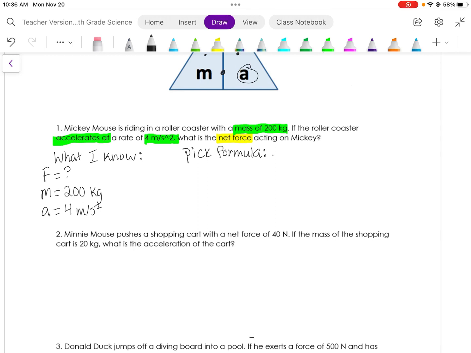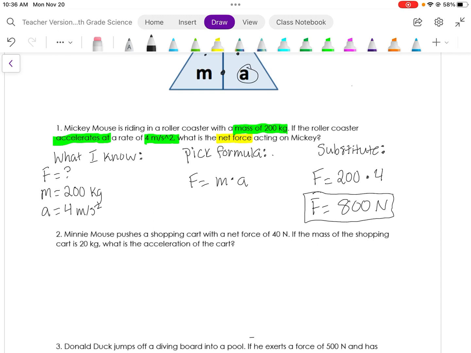So my formula is going to be F equals mass times acceleration. And then I substitute what I know. So the force I don't know, but I know the mass is 200, and I'm going to multiply that by 4. And so I would get the force is equal to 800 newtons because it's in force. So that would be my answer.